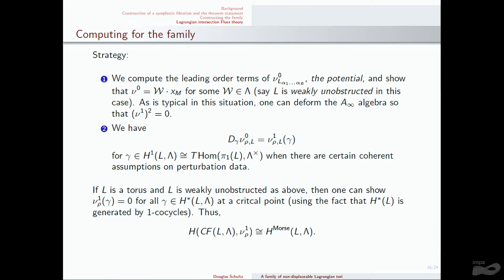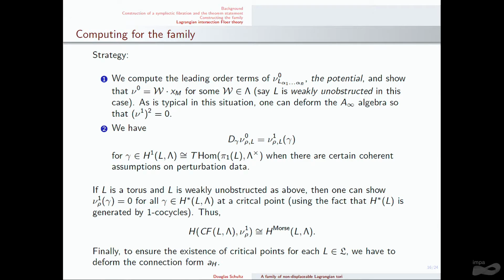So using this fact, you have that this Floer cohomology is just, all of the Floer contributions to this mu1 cancel, and you have this isomorphism. Okay, and then as I'll mention later if there's time, the rank of this over Lambda forms a lower bound for the number of intersections of L with some push-off of itself. Okay, so if you have this, then you can show that it's non-displaceable.